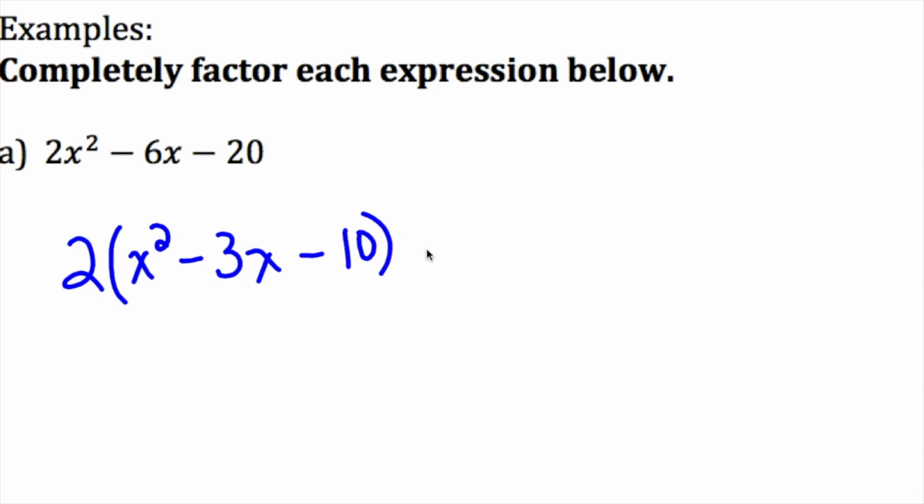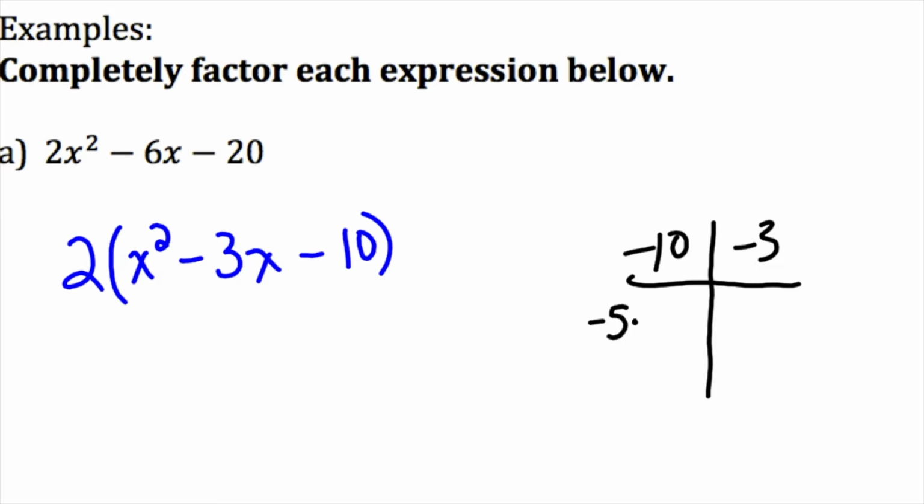Now we can make up our table, and we need two numbers that multiply to give us negative 10 and add to give us negative 3. Negative 10 only has two sets of factors: 1 and 10, or 2 and 5. So we know this is going to be negative 5 times 2. Negative 5 times 2 is negative 10, and negative 5 plus 2 gives us our negative 3.